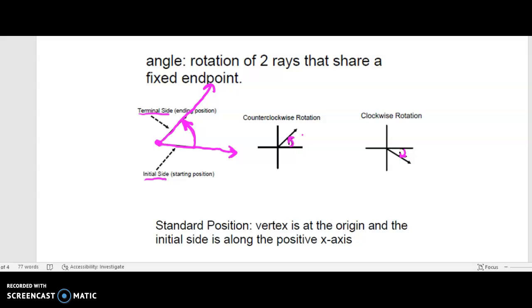Counterclockwise rotations are positive degreed angles. Like for instance, that looks like possibly a positive 50-degree angle. And clockwise rotations are negative degreed angles. So maybe that looks like a negative 30-degree angle.